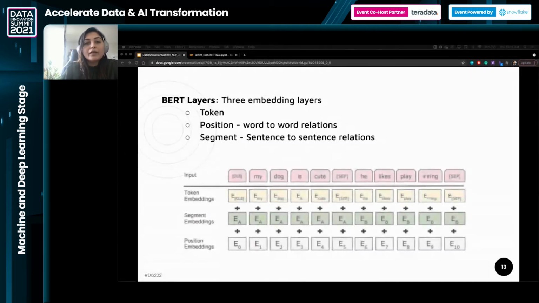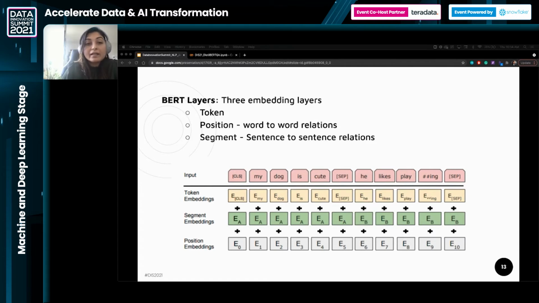A very high level understanding of how the BERT layer works. There are three segments to it. Token: think about a token as a particular word, or the tokenized version of the entire sentence. So if my sentence is, say, "my dog is cute and he likes to play," then the token embeddings will be each of those words segmented, like "my," "dog," "is," etc. So that is one level of processing that BERT does.